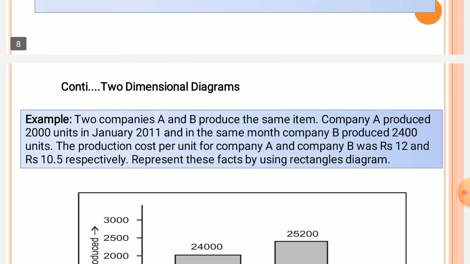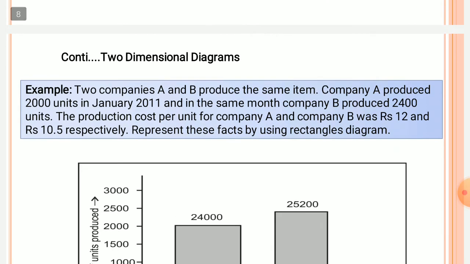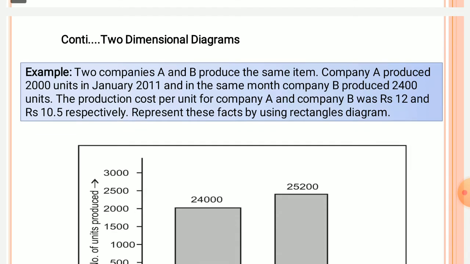The example for this: two companies A and B produce the same item. Company A produced 2000 units in January 2011, and in the same month company B produced 2400 units. The production cost per unit for company A and company B was rupees 12 and rupees 10.5 respectively. Therefore we have to represent these facts by using a rectangle diagram.